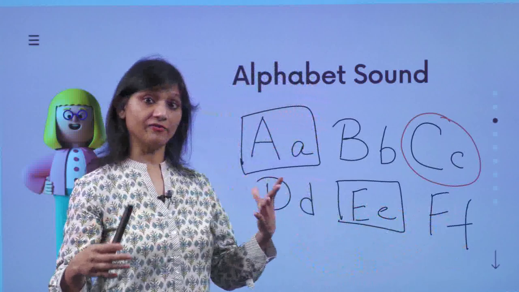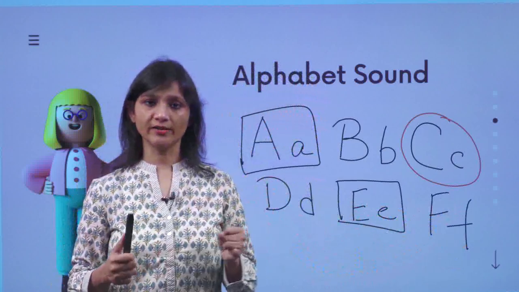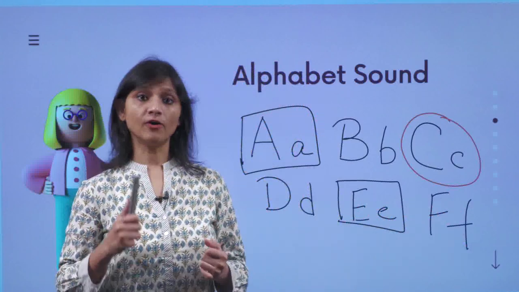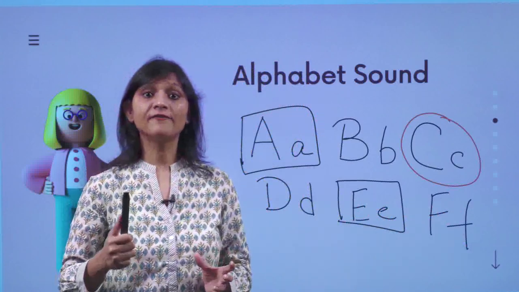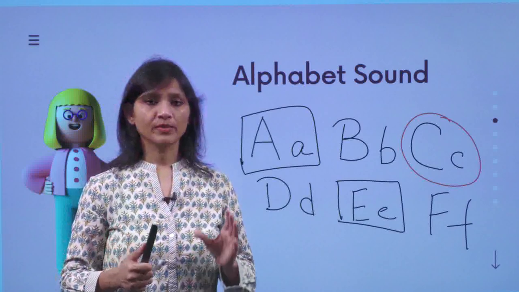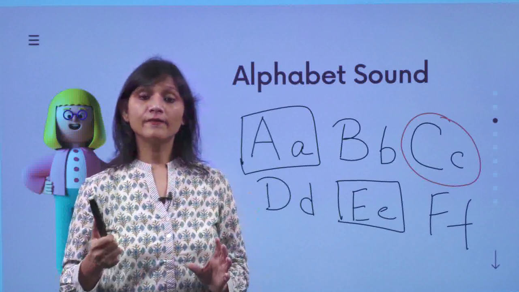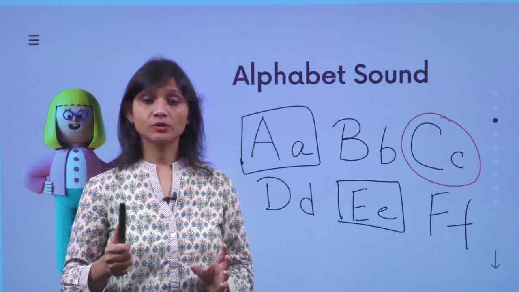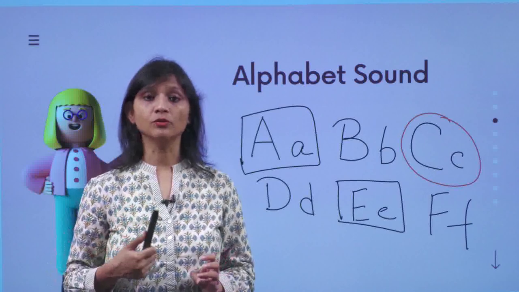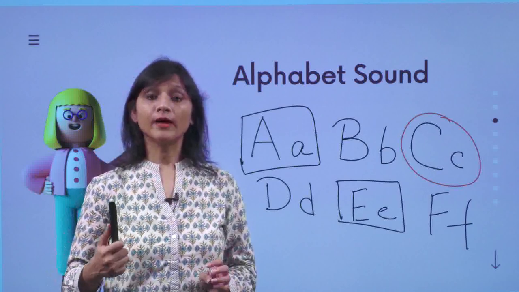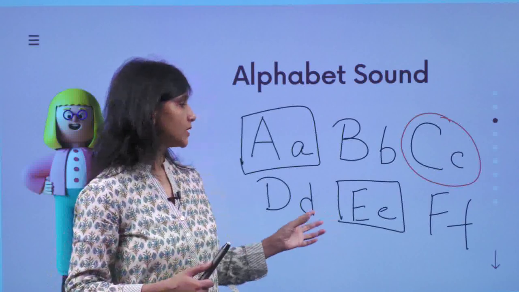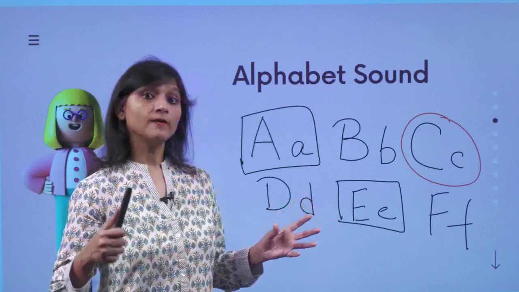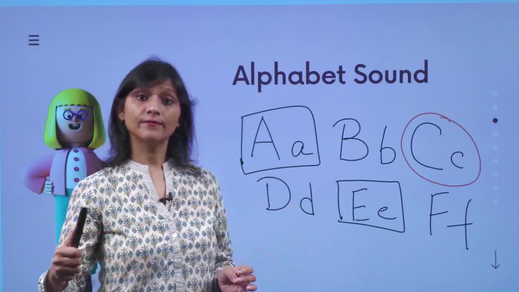So, we've got F. The letter sound of F is "eff." The phonics sound of F is "f." So, we say "f," we don't say "eff." This is how you have to take the sound out from your mouth, as if you're blowing air out. F, fan, F, fish.